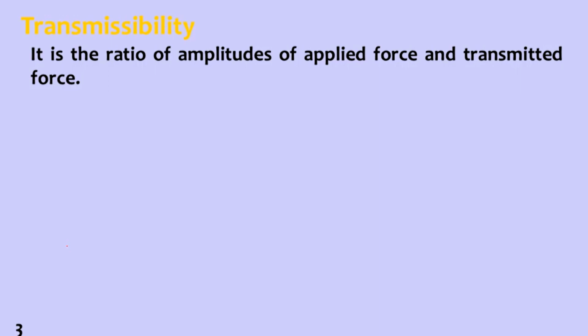In a static condition all load will be transferred, but in a dynamic condition it depends on the speed of the vehicle, it depends on the natural frequency of the vehicle, and then the damping present in the system. So all these three things. How we work out the force which is getting transmitted, that we will discuss in this class. Transmissibility is the ratio of amplitudes of the applied force and the transmitted force.